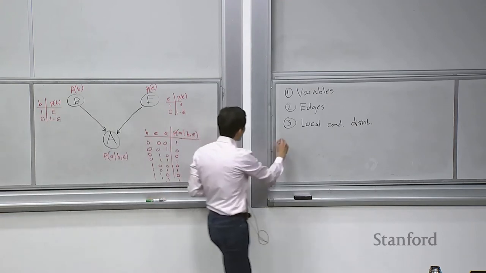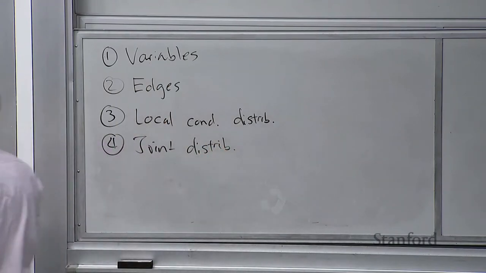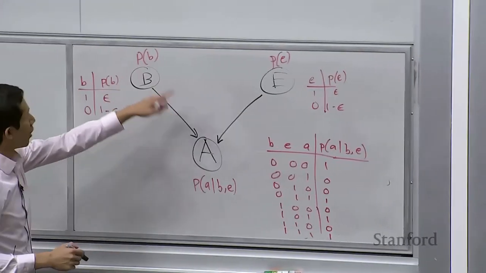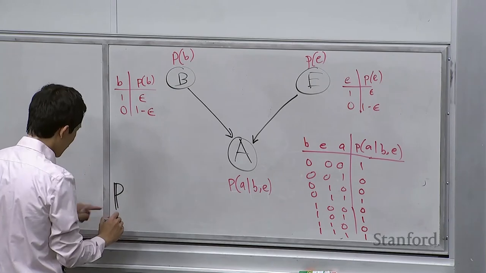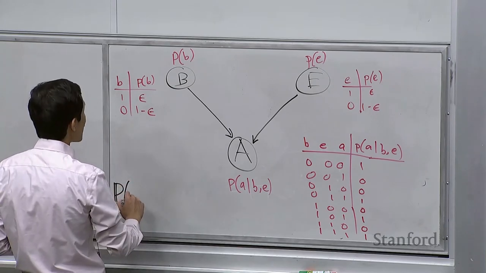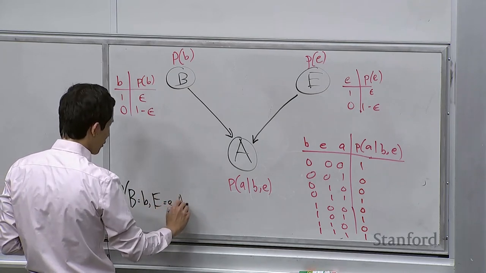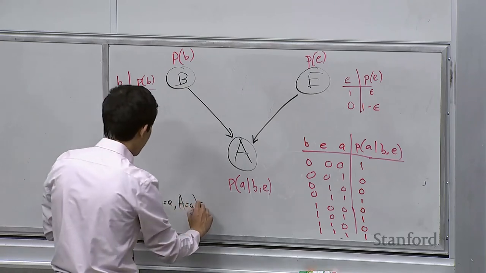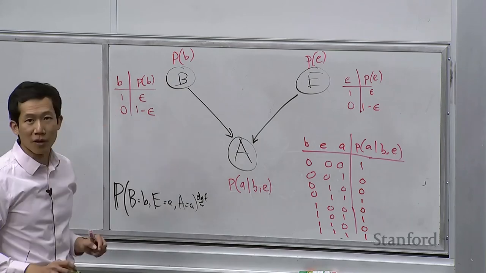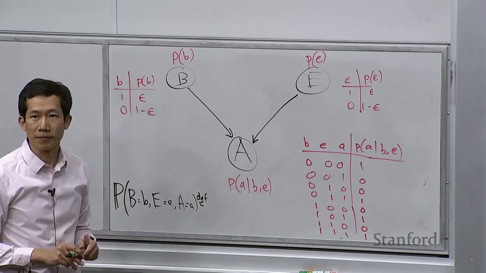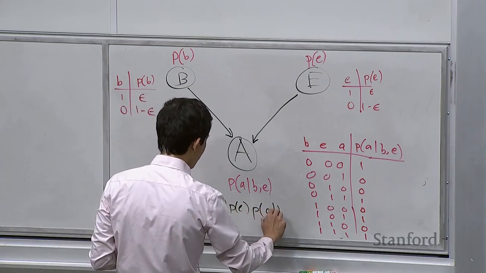Okay, so finally, the fourth step is to define the joint distribution. This is the thing we're all after, right? What is the joint distribution over all three variables here? The joint distribution is written with a blackboard P, B equals b, E equals e, A equals a, so random variables equal to a particular possible value. And this is defined to be the product of all the local conditional distributions: P of b, P of e, and P of a given b and e.